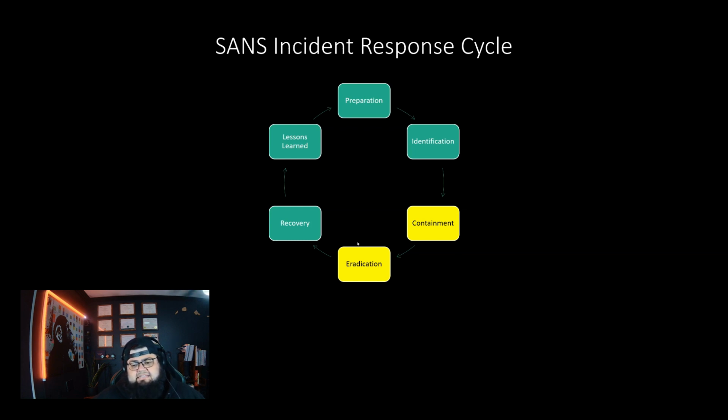In the next session, we'll talk about recovery a little bit. We'll talk about disaster recovery and its relation to incident response, and then we'll jump into lessons learned.